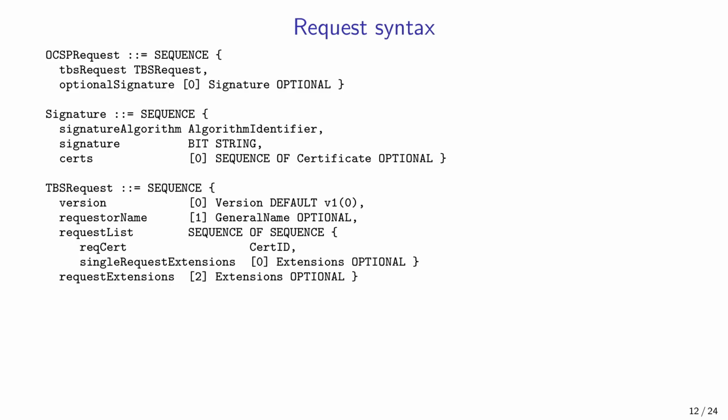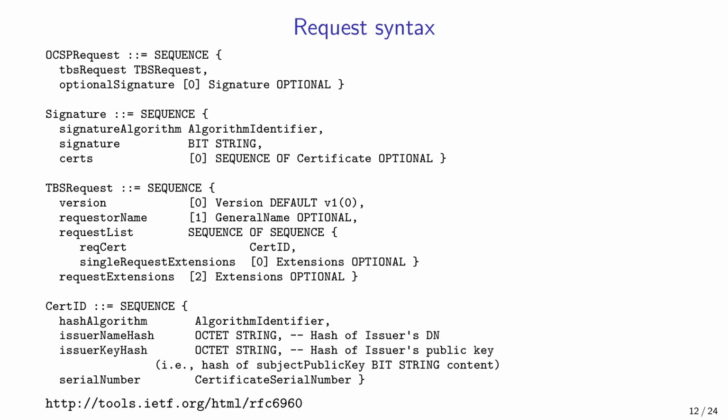The request itself contains version, optional a distinguished name of the requester, and the list of certificates in whose validity status we are interested. The certificate is identified by the issuer's name, issuer's key, and the certificate serial number. So why is the certificate serial number not enough? This is because one OCSP service can provide information for several CAs. Hence, we have to identify not just the serial number, but also the CA who issued the certificate. To save space, the issuer's name and the public key is hashed using the hash algorithm specified in this field.